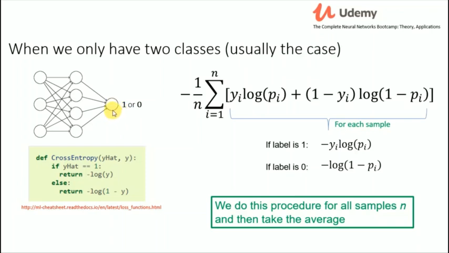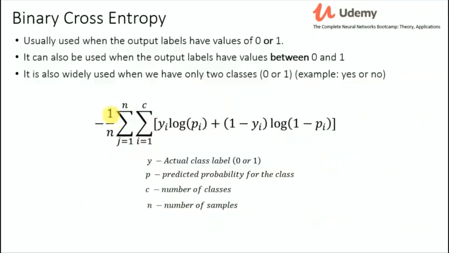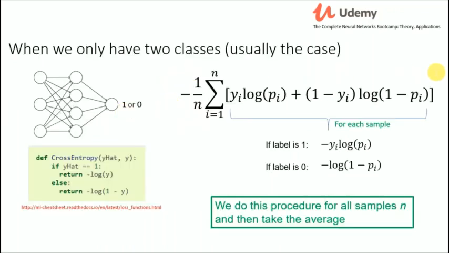We only need one output neuron, and we can know the probability of the second class from the probability of the predicted class right here. So if we look at this equation right here, I've just removed the summation over the C because we only have two classes here. So this equation reduces to this right here.